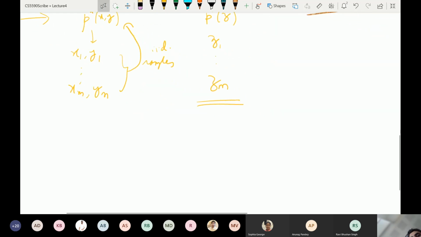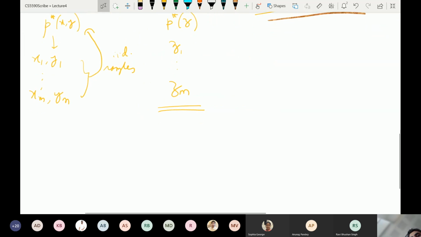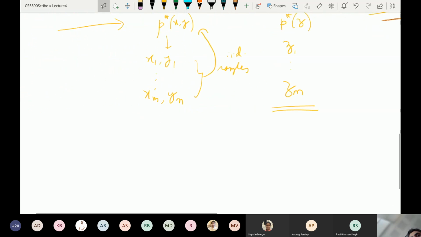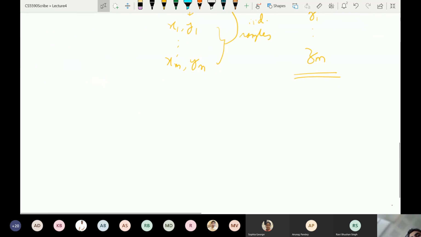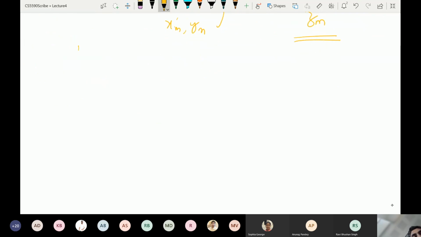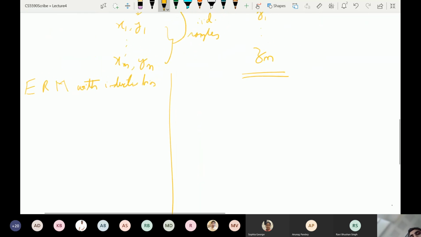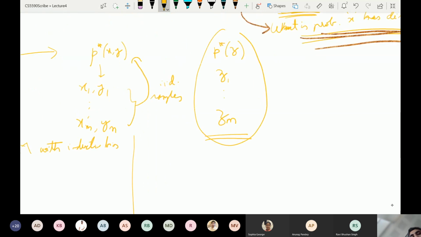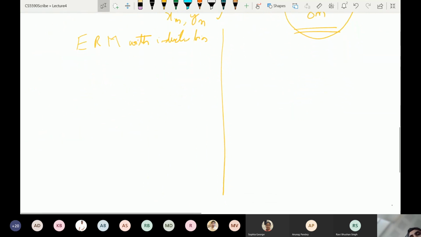Now, if I were to solve this problem, and if I were to mimic the steps in case of ERM, let me write what we did in case of ERM. That's the only thing we did till now. And whenever we learn something, we try to reuse it. So let's try to reuse our learning in case of ERM with inductive bias, and let's try to solve this problem of estimating P star given the samples using similar ideas.